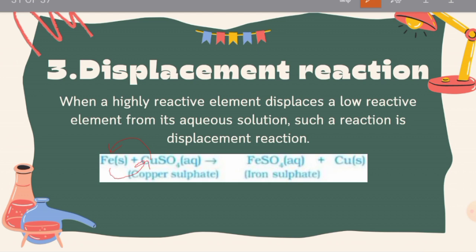Here iron is more highly reactive than copper. That is why it is able to displace and give copper. Now similarly, if I put a copper piece in iron sulfate solution, you will see that there is no reaction. You cannot get iron plus copper sulfate, because copper is a low reactive element.